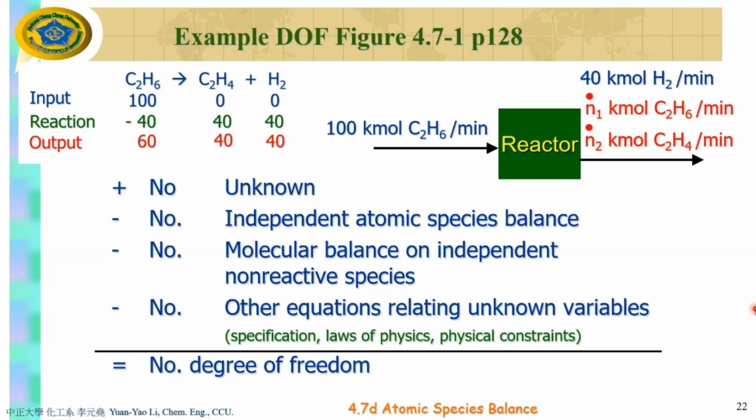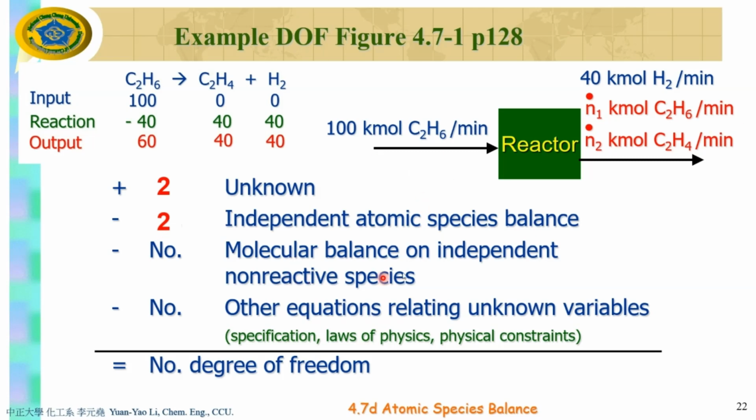Why? Because it's the atomic species balance. So you only have carbon and hydrogen. Carbon input equals carbon output. And how many independent atomic species balances? Sorry, this is 2 here. You have 2 unknowns. Again, it's N1 and N2, right? And you have 2 independent atomic species balances.